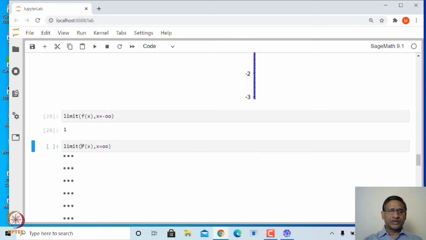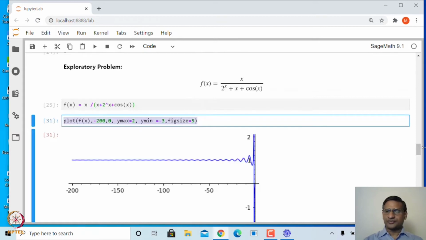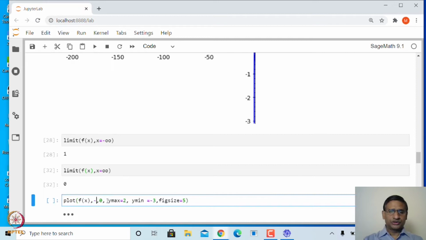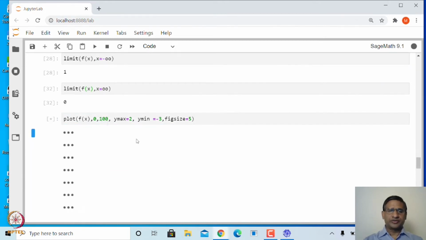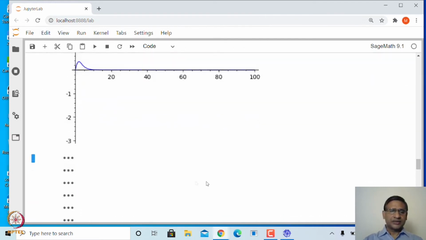Similarly, if you look at what happens to the function when x goes to infinity, this goes to 0. So, again you can try to plot its graph. Let me plot the graph from 0 to, let us say, 100, and that is what you can see here. This is 0 to 100, and this becomes very close to the origin, right.